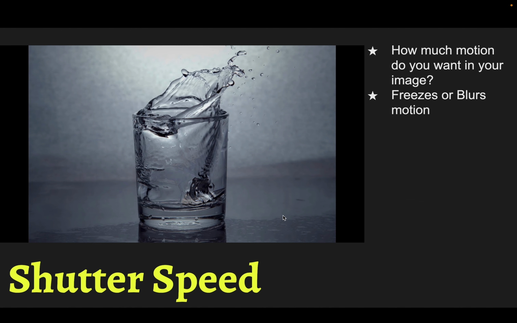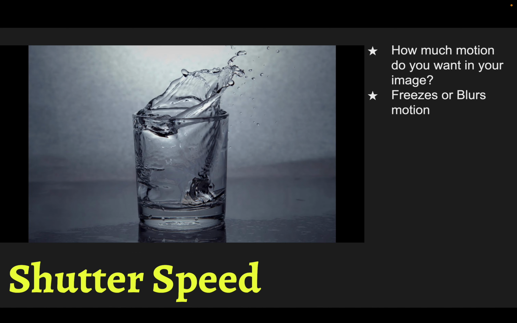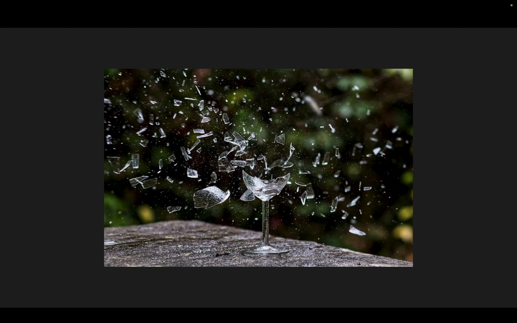Next is shutter speed. So how much motion do you want in your image? That's something you would want to consider when you're thinking about shutter speed. Do you want to freeze motion or do you want blur motion? Here are some examples of freezing motion and seeing how cool shutter speed is. These are things that we can't see with our own eyes, right? When a glass shatters or when we see this water spewing out of this glass, it happens very, very quickly. So shutter speed freezes these moments and creates a really cool image.